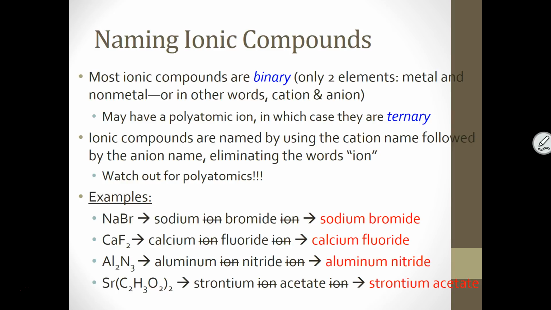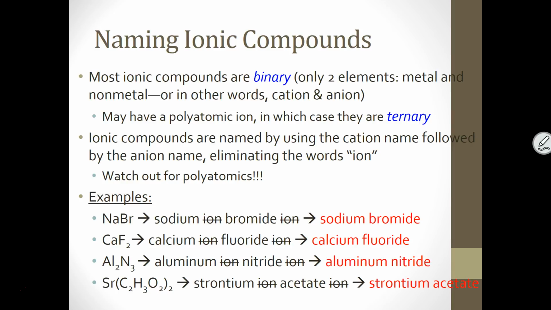Most ionic compounds are going to be binary. I shouldn't say most, but a lot of the time it'll be binary. And what does that mean? Binary just means that it has only 2 elements. So that means you're not going to be dealing with a polyatomic ion. You're just going to be dealing with a simple metal element bonded to a non-metal element. Sometimes, however, you will have a polyatomic ion in there.